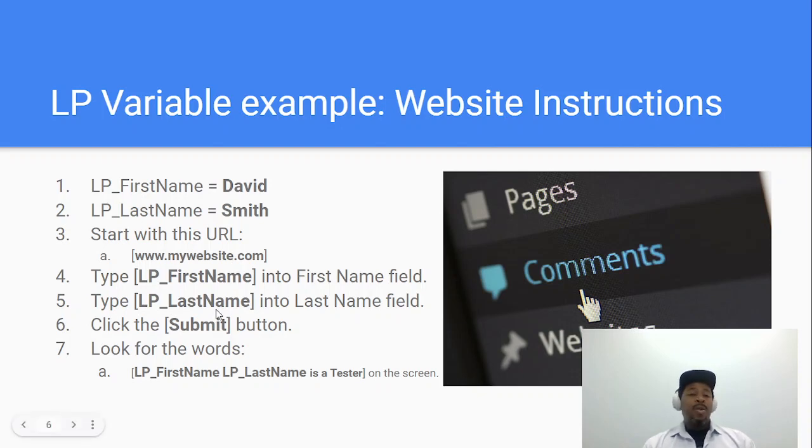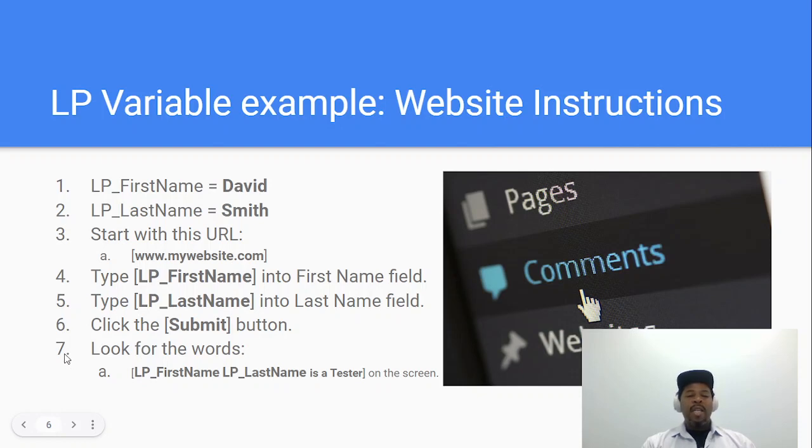Now, what I can do later on when I want to run the same test here, the same flow, but I want to use Michael Jackson, for example, I can just change David to Michael and Smith to Jackson. And I wouldn't have to change anything else on this particular test because the substitution would happen automatically.